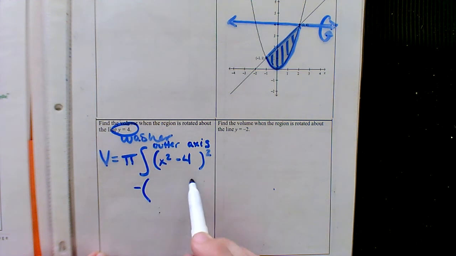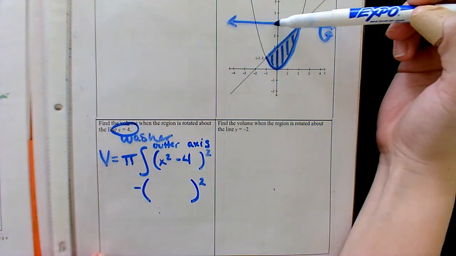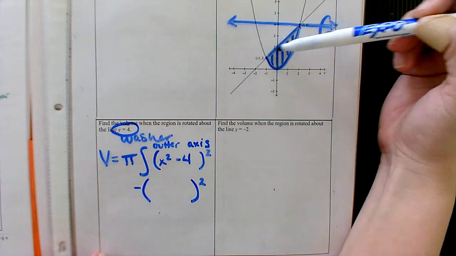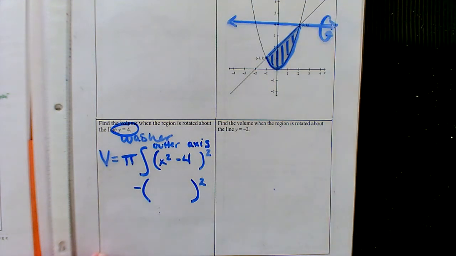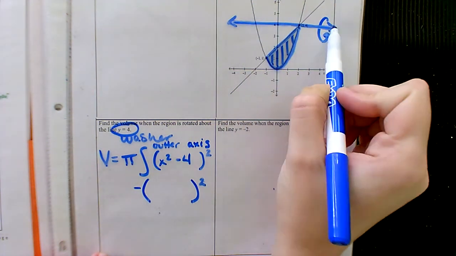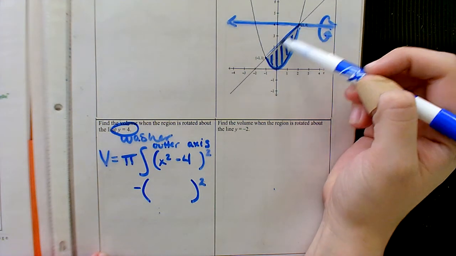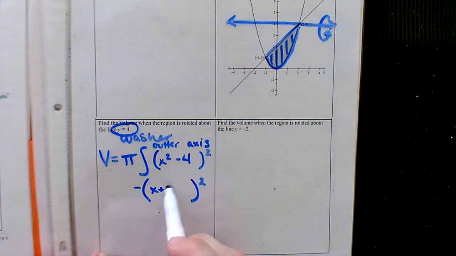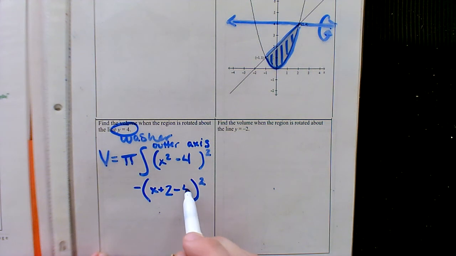We now have to subtract the inner radius, which basically represents this white section. We're going to subtract that volume so that it goes away because it's white empty space. The inner function is the one closest to the axis we are revolving around, so that would be this line, x plus 2. And again, we have to subtract the axis we are revolving around, which would be 4.